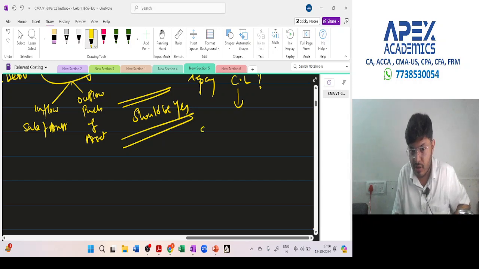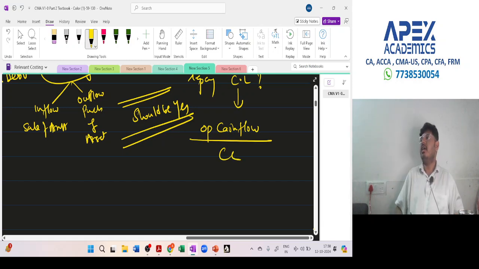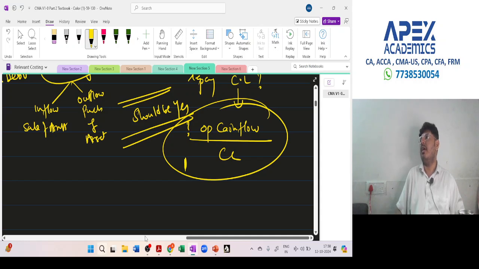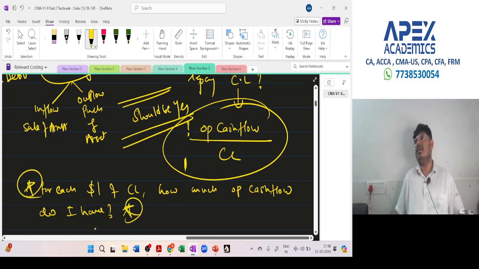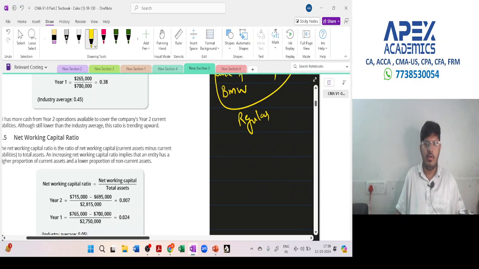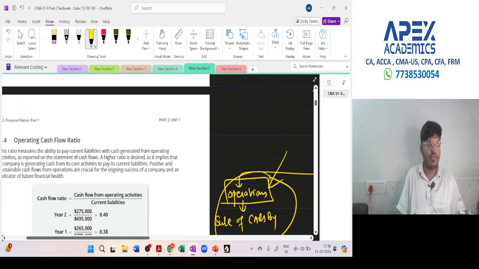So obviously, when I ask you the question, do I have enough operating cash flows to repay my current liabilities? I'm asking the question, for 1 rupee of current liabilities, how much operating cash flow do I have? What is the question that I'm asking you? For each dollar of current liabilities, how much operating cash flow do I have? This is a very, very important aspect. Do you understand what I'm trying to say? Yes or no? Please tell me that. Yes. So, what ratio did you learn now? You learned the operating cash flow ratio.